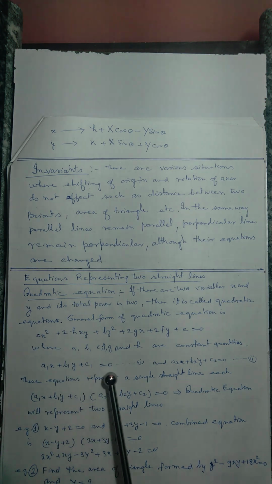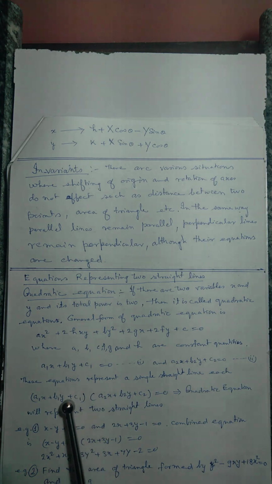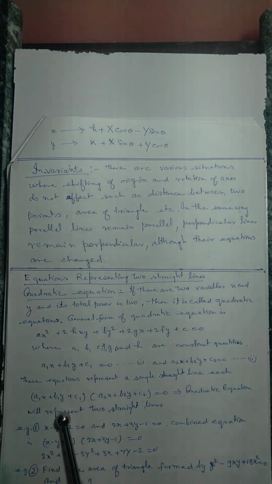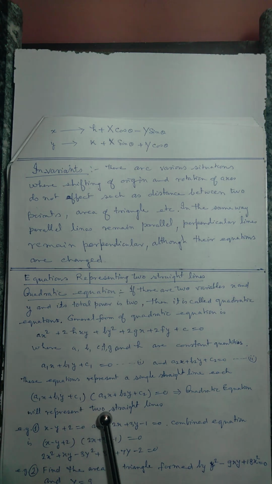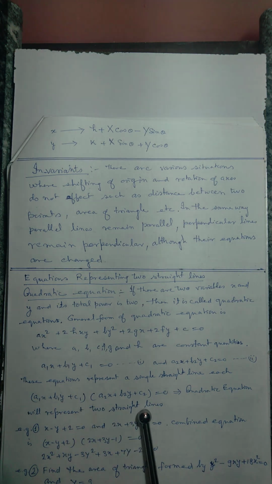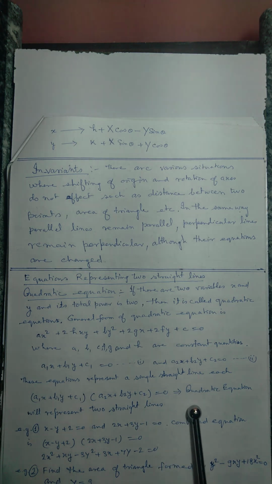You see, in each case the right hand side is equal to 0. So a1x plus b1y plus c1 in one bracket. In the second bracket I have written a2x plus b2y plus c2, and the product is again equal to 0. This quadratic equation will represent two straight lines.